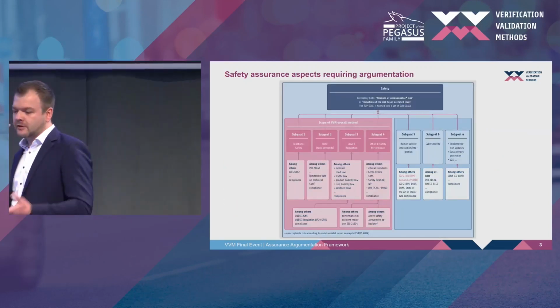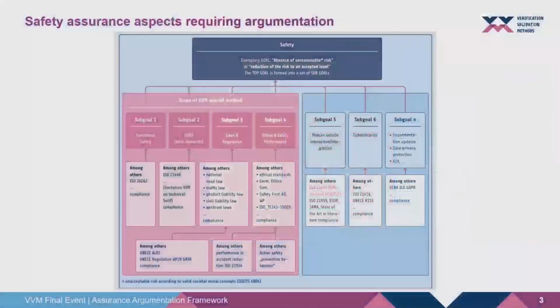It starts with a definition of what safety means for us. The absence of unreasonable risk as a top goal was further decomposed into sub-goals. We have seen that slide. But it is important that each of these sub-goals addresses a different aspect of risk. Functional safety, SOTIF, laws and regulation, as well as ethics and safety performance have been clearly in scope of our project, while human factors, cybersecurity, and other aspects like implementation updates or V2X are all equally important, but we put it out of scope of our project.